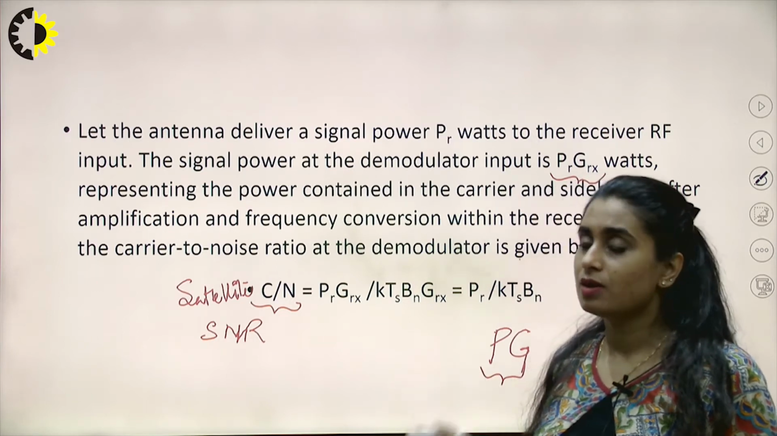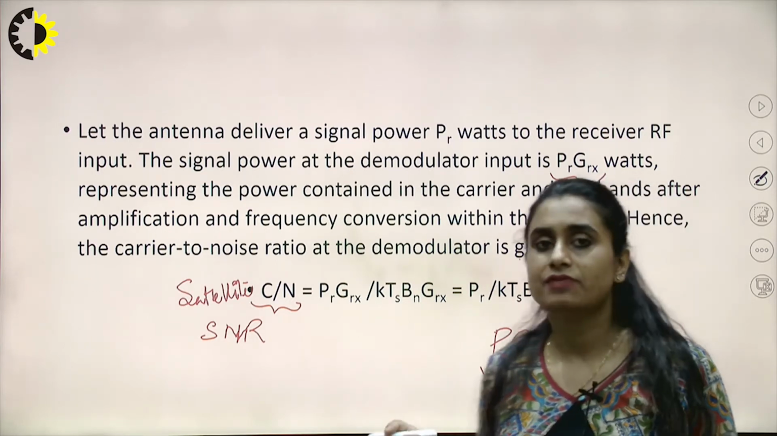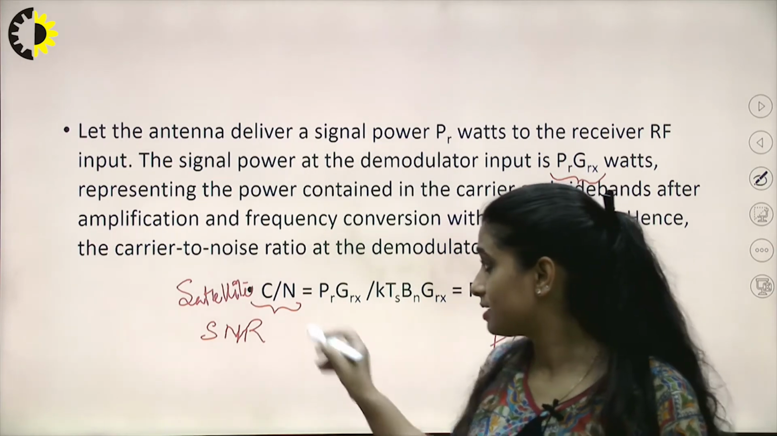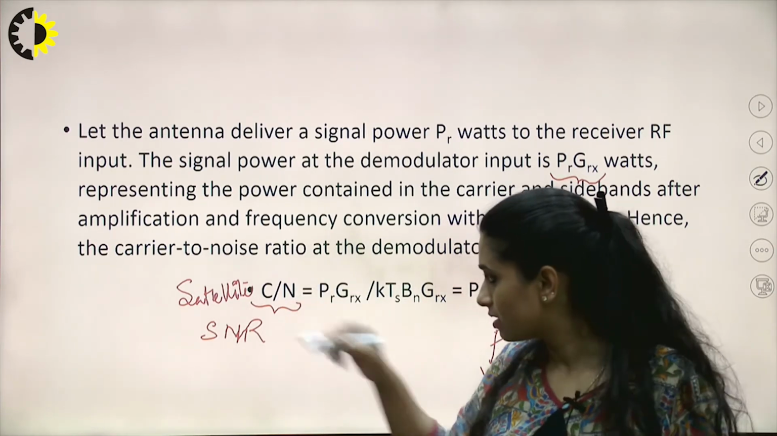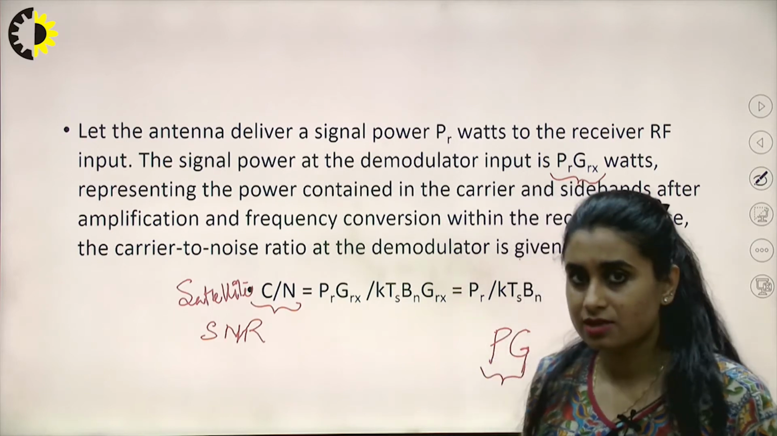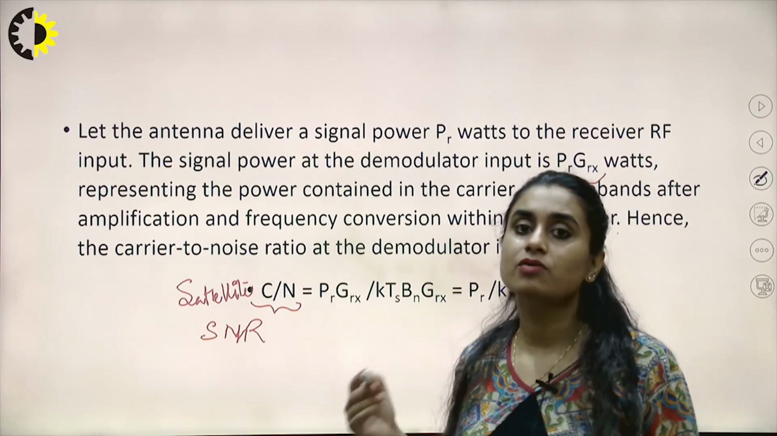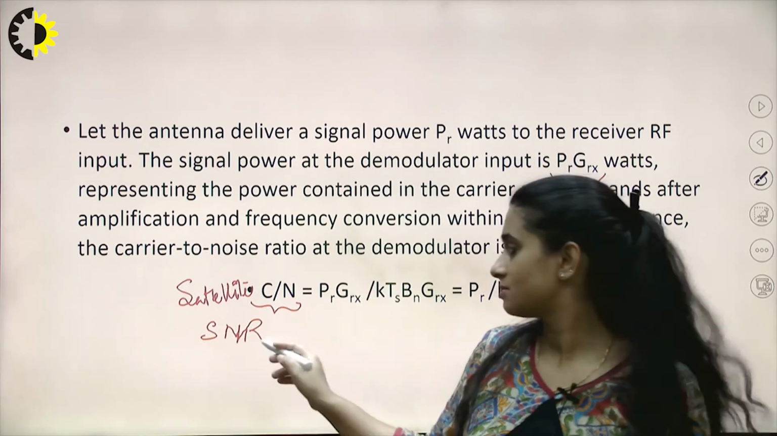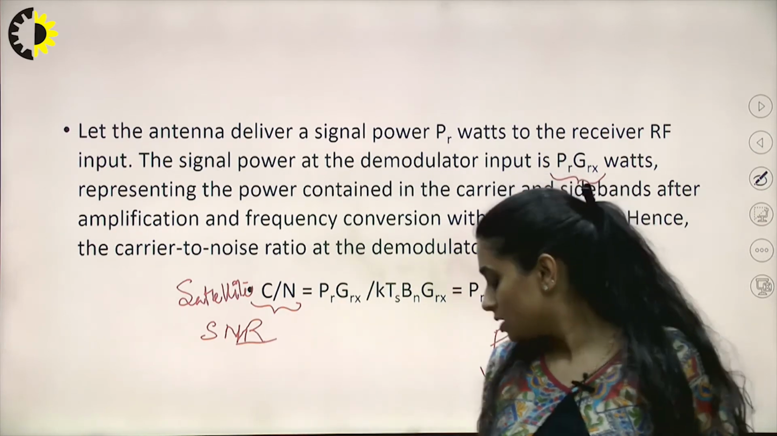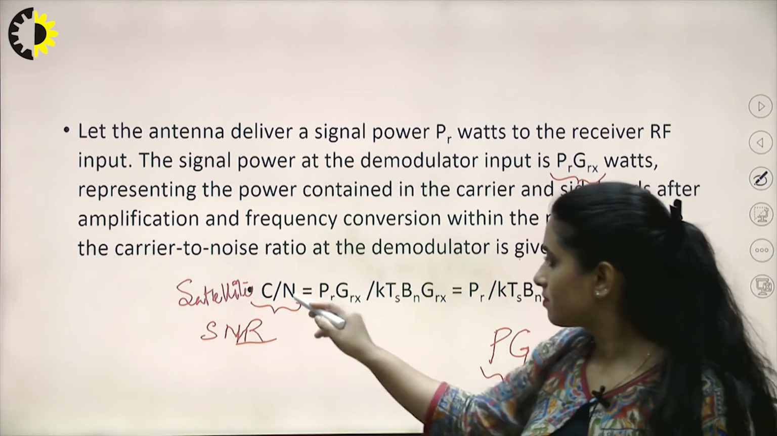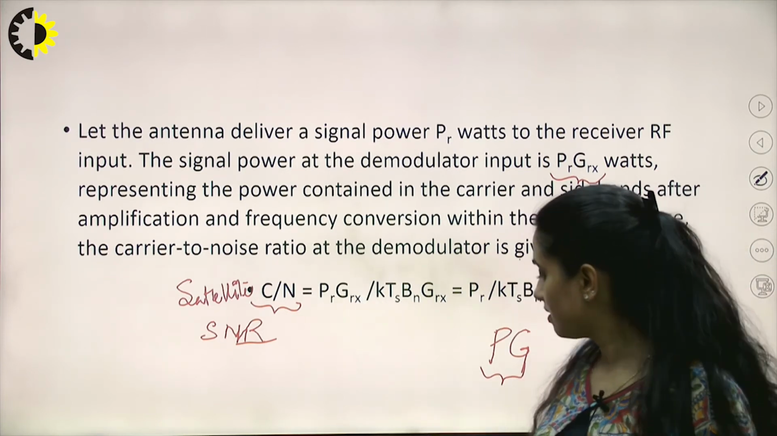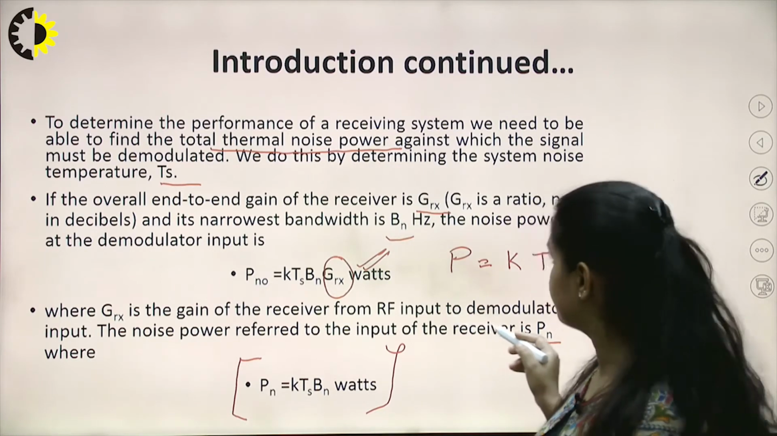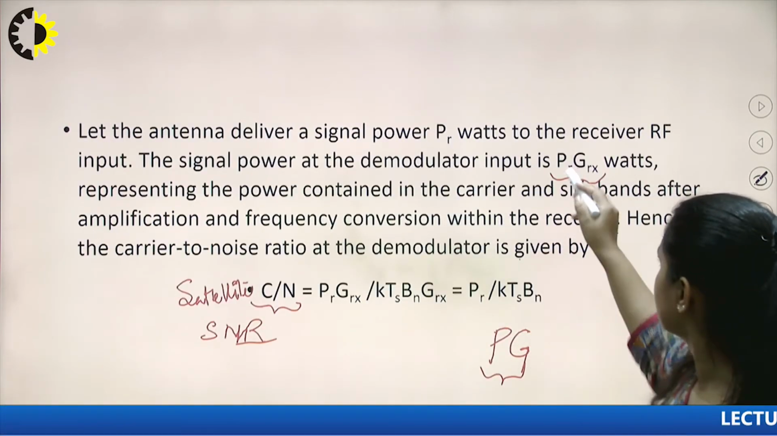When we talk about satellite communication, then we specifically talk about C/N, that is carrier to noise ratio. This is equivalent to this, right? Because in radio communication we talk about the power of the carrier, and noise is the same. So here it is, the carrier power we have calculated in the previous step, here only, right?